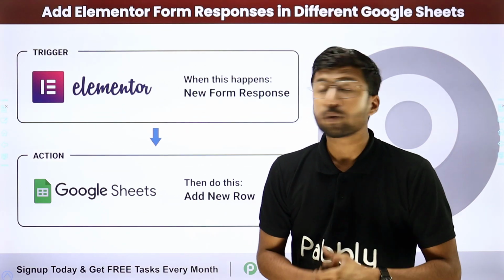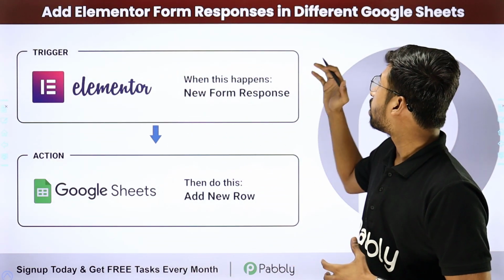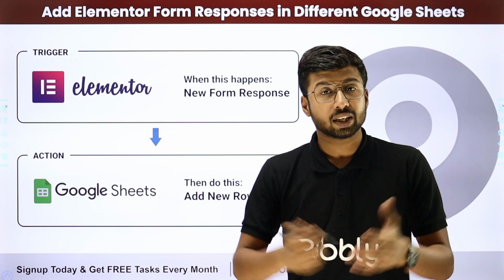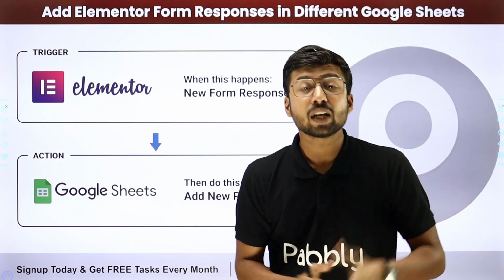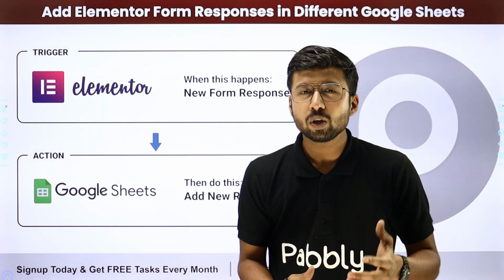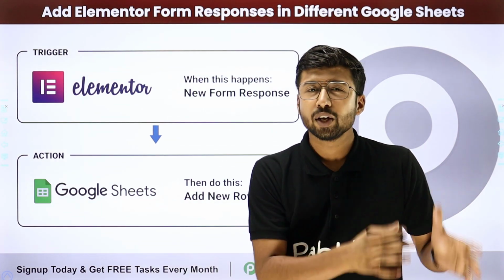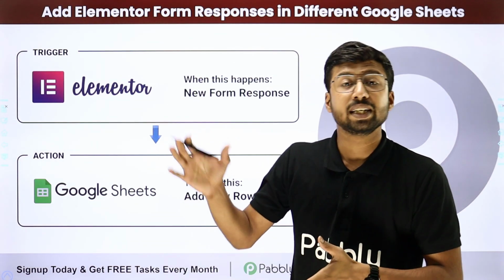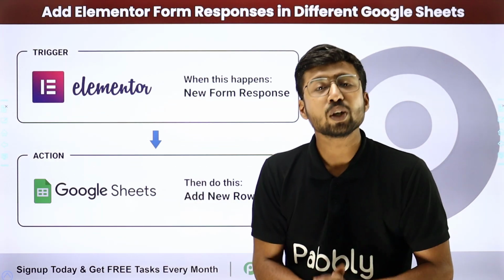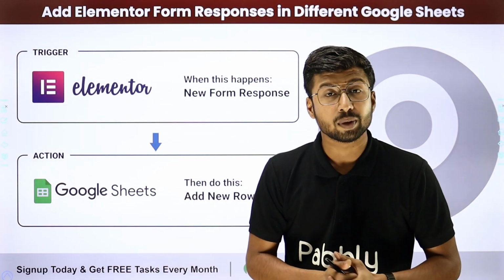So in this video, we are going to learn how to add Elementor form responses in different Google Sheets. Let's say you have created an online form using Elementor, and on the basis of what option the user is going to select while making the form submission, you want to add those form responses in different Google Sheets. So in this video, we will see how you can actually automate this process.